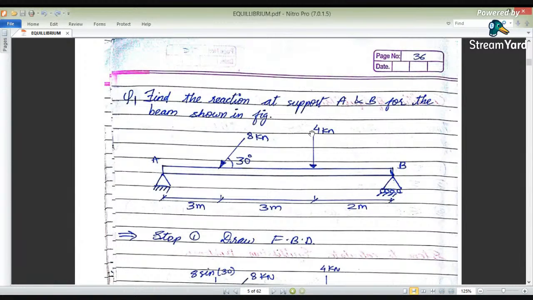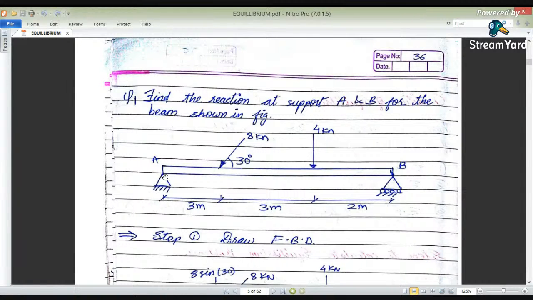What about this force? 4 kilonewton, it is acting vertically downwards. 8 kilonewton is making an angle of 30 degrees with this beam, with this bar. Okay, and the distances are 3, 3 and 2. That means it doesn't require resolution for this force 4 kilonewton, but we have to resolve 8 kilonewton along x and y directions. So we will resolve this along x and y directions, and it is making an angle of 30 degrees with the horizontal. That means the horizontal component will be cos theta and the vertical component will be sin theta. Also about this hinge support, after releasing the support, the hinge will have two reactions. First it will have one in the vertical direction, next perpendicular to this, which is nothing but the horizontal direction.